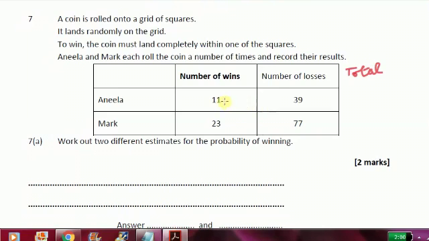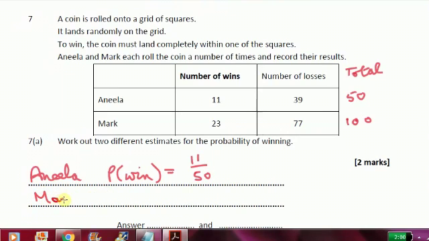Anila, 11 plus 39 makes 50 rolls altogether. And Mark comes to 100. Sorry, not tosses, rolling a coin, isn't it? Work out two different estimates for the chance of winning. So Anila, you've got 11, the chance of winning will be 11 out of 50 total. And Mark, chance of him winning, going to be 23 out of 100.